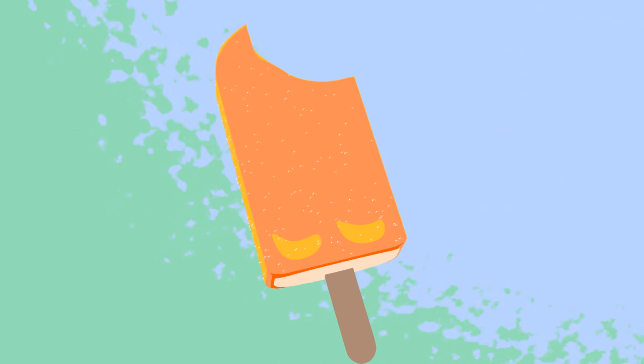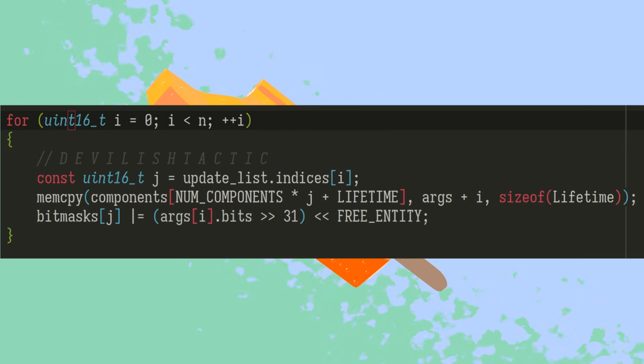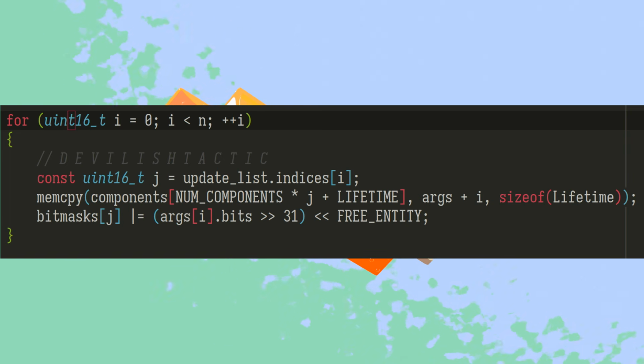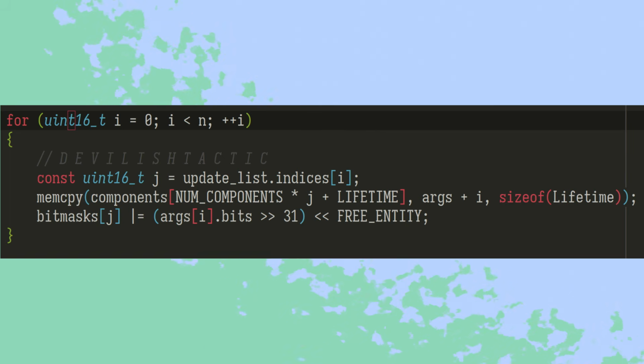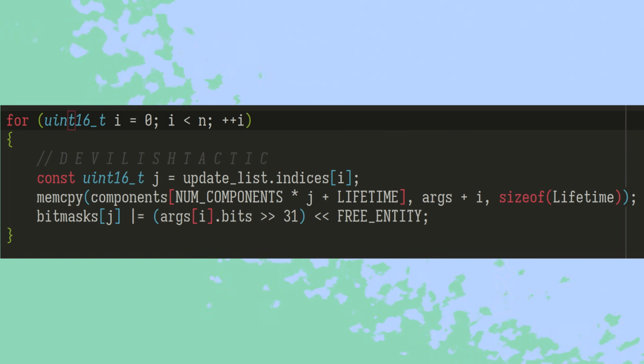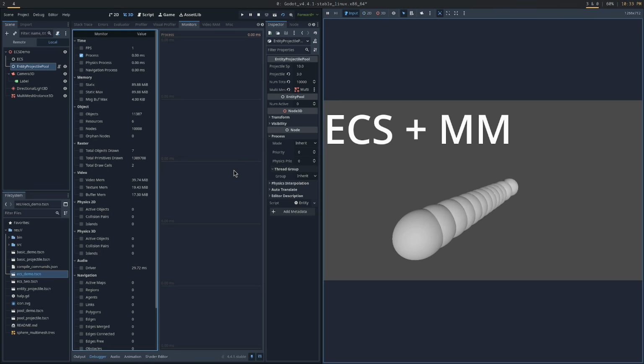And to finally tie freeing back to lifetimes, I changed the lifetime struct into a union with an unsigned integer so I could do this memey trick after updating them. This is based off the definition of a float to use the sign of lifetime to do a cheeky little bitwise operation and just flip a bit. So with all that set up, it's time to give this a whirl in Godot.